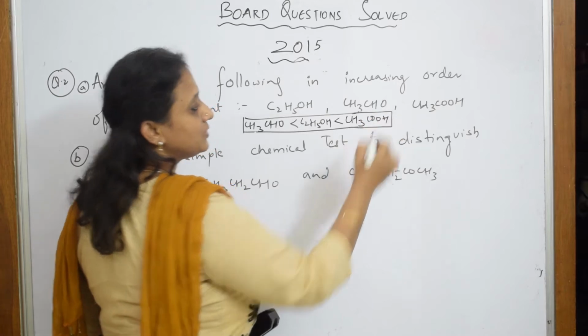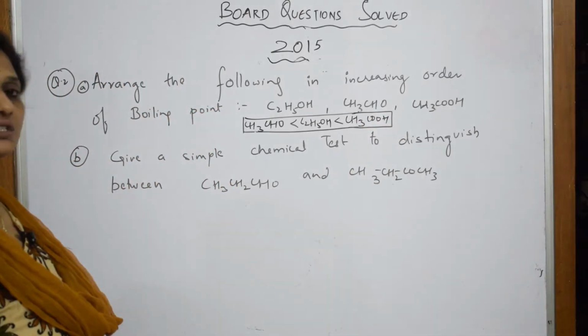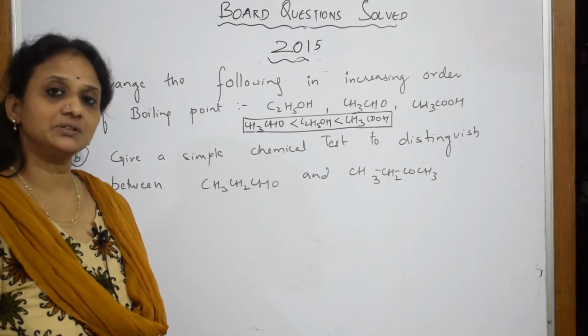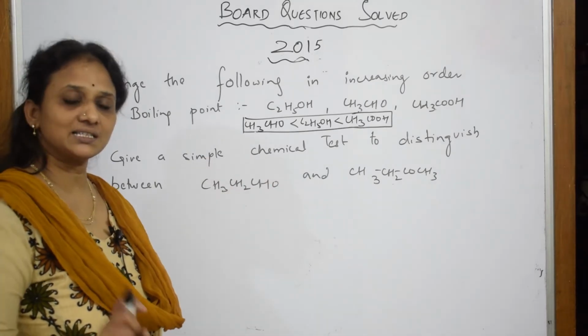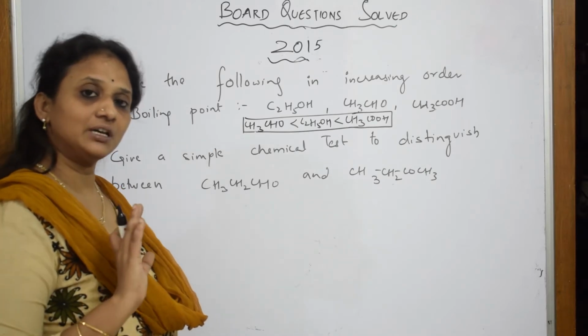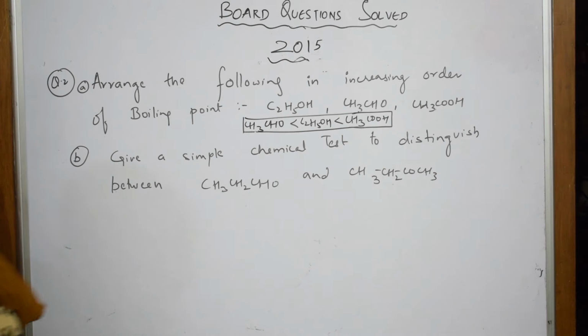So please watch the previous video. It's the same question as the 2016 question. So just write the reason as I've given already for this. So acid would be maximum. Alkanes, alkynes would have minimum boiling point. Yes, that's your first question.